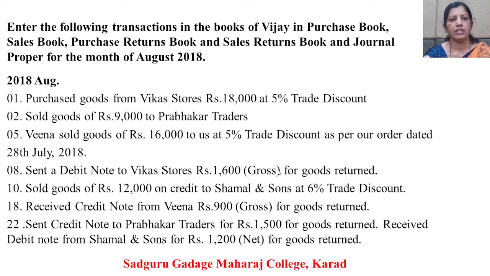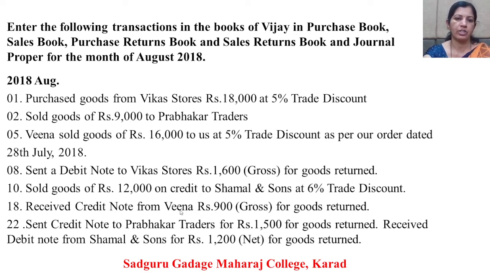18. Received credit note from Veena rupees 900 gross for goods return. Received credit note from Veena. Search the transaction with Veena before this. First, see the date 5th. Veena sold goods to us. It means this transaction is related to purchases. Now, received credit note from Veena. Credit note. We received credit note.